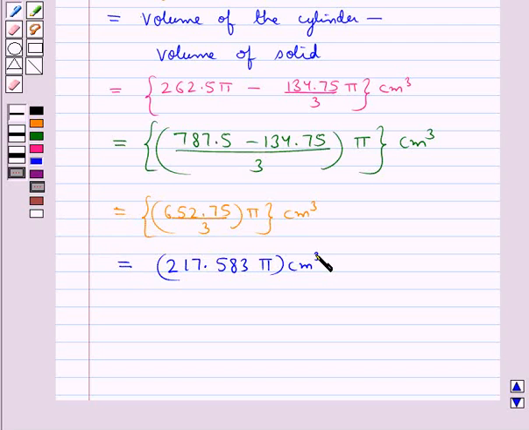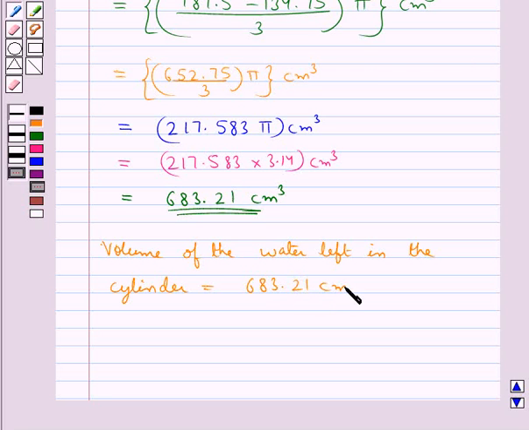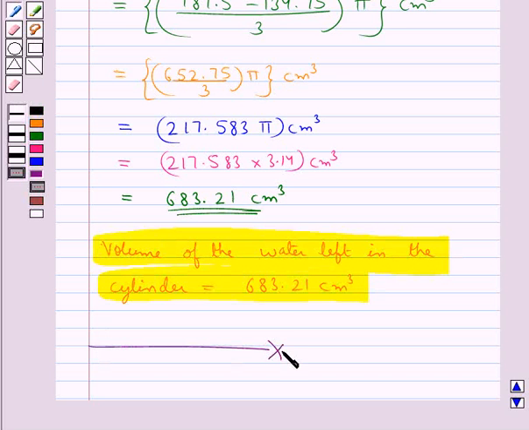and this is equal to 217.583 pi centimeter cube. Now we put the value of pi as 3.14, and this is equal to 683.21 centimeter cube. That is, we have the volume of the water left in the cylinder is equal to 683.21 centimeter cube. So this is our final answer. This completes the session. Hope you have understood the solution of this question.